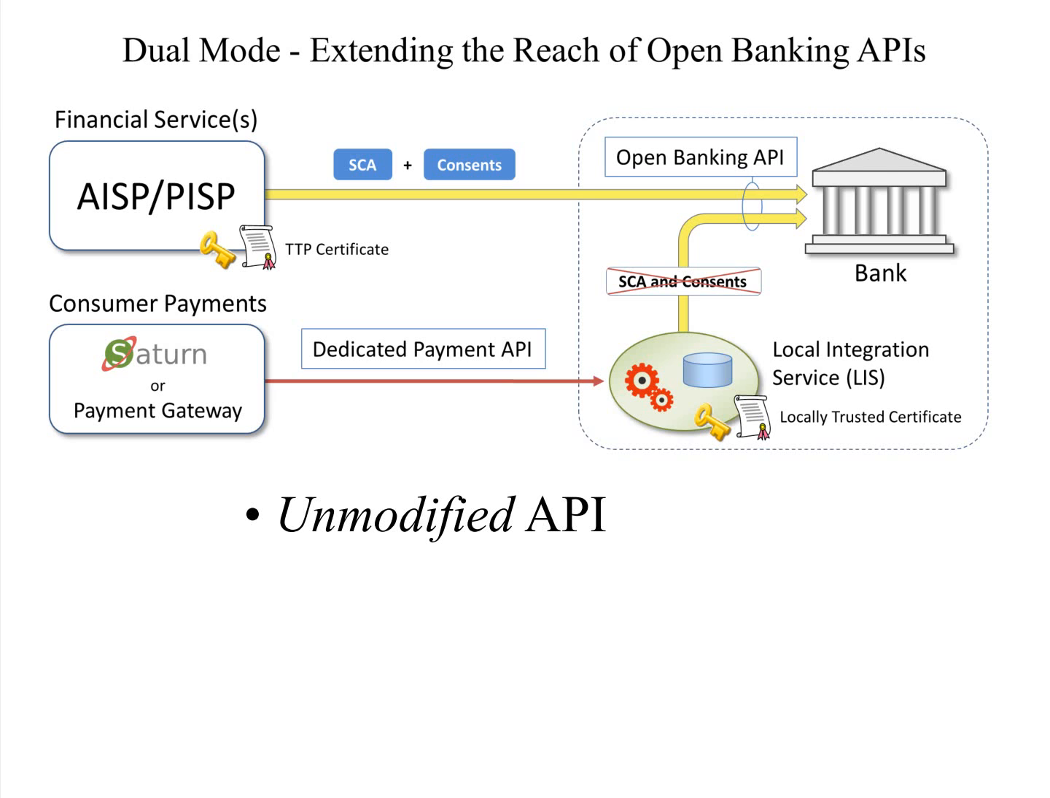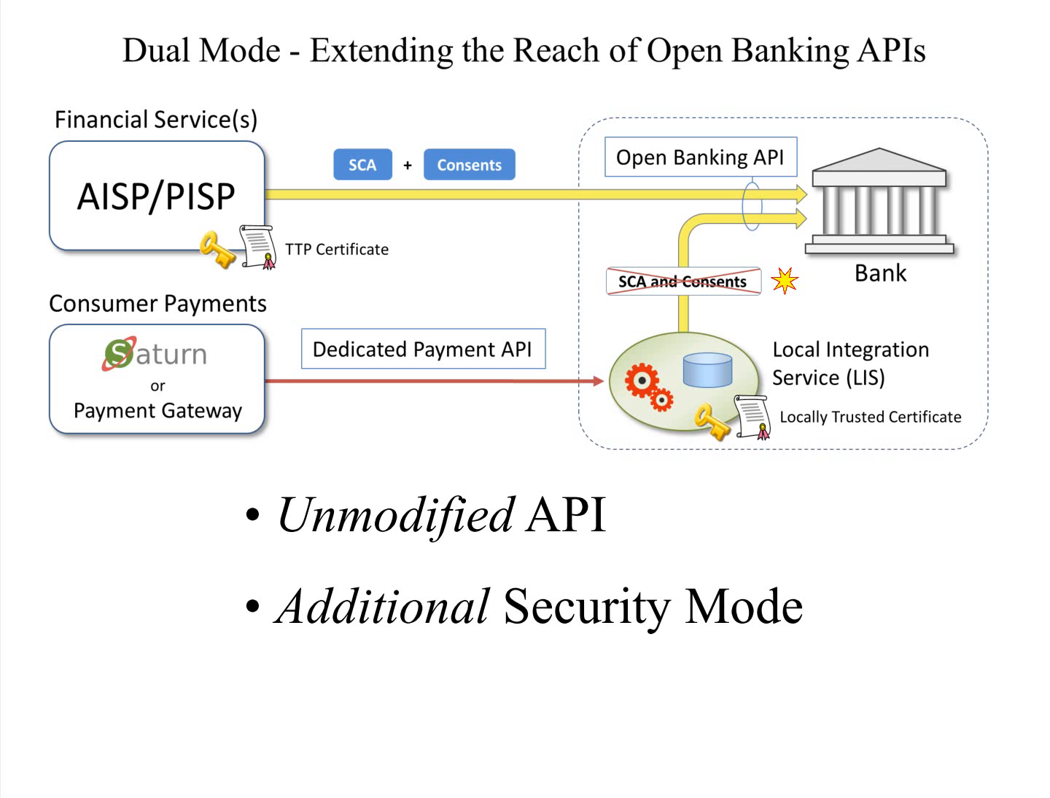Note that the slide says that the open banking API is unmodified, but doesn't use SCA or consent. How can this even be possible? You're right, something must definitely have changed. However, the open banking APIs are indeed unchanged. It is the addition of another security mode that is only permitted for local access that is the new thing. In this mode, there are no requests for user consents.